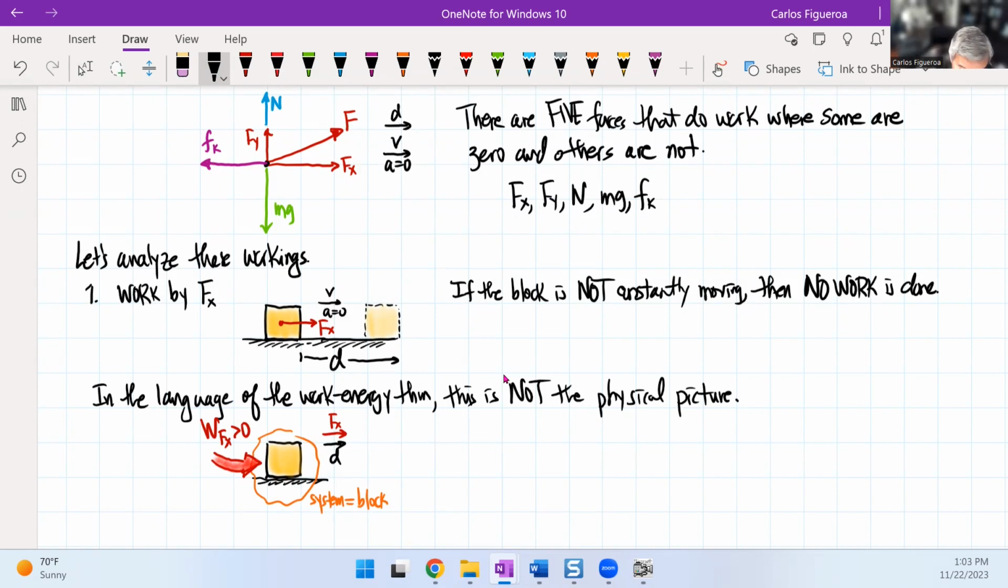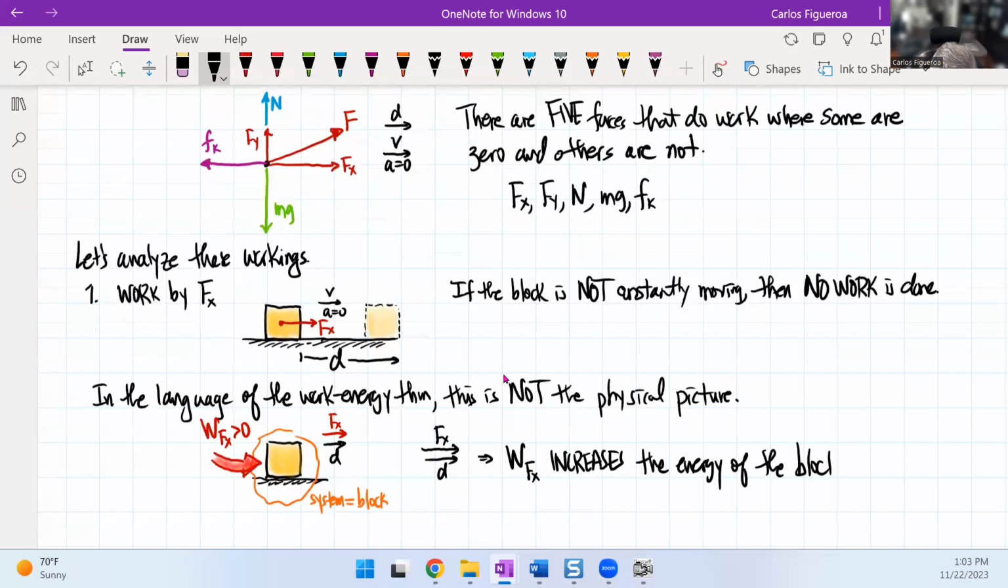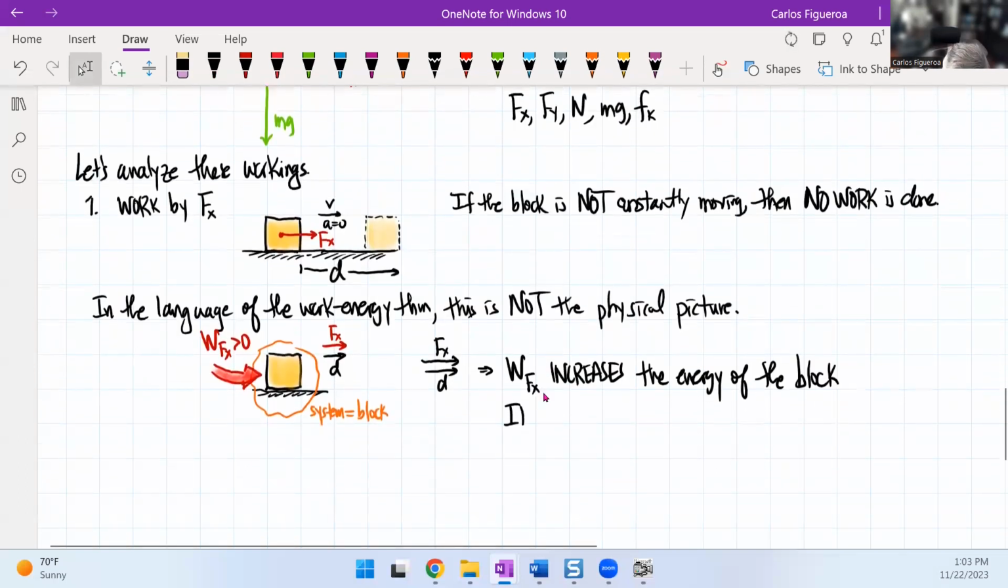So, in other words, because my force of x and my displacement are in the same direction, it tells me that the work done by f of x increases the energy of the block. So in other words, it does positive work.